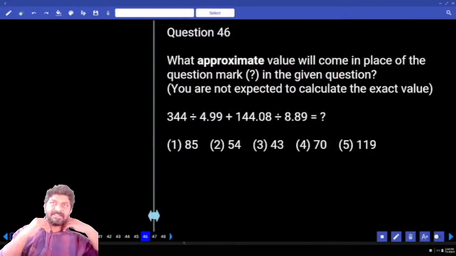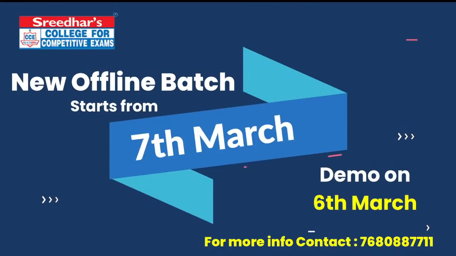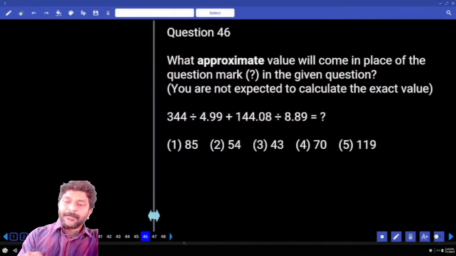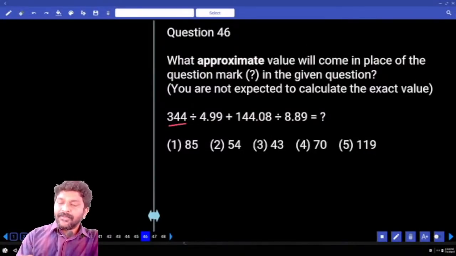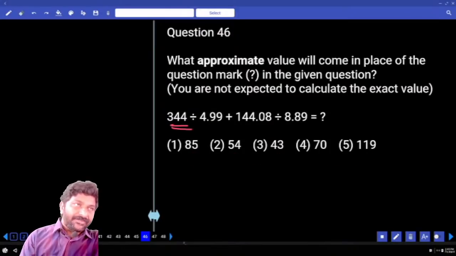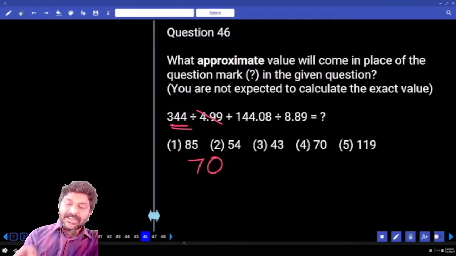Right. 46 onwards. Approximations. So when you look at the options, we have a huge difference, so comfortably you can treat it as 350. 350 by 5, how much is that? 70. Actually it is 69.